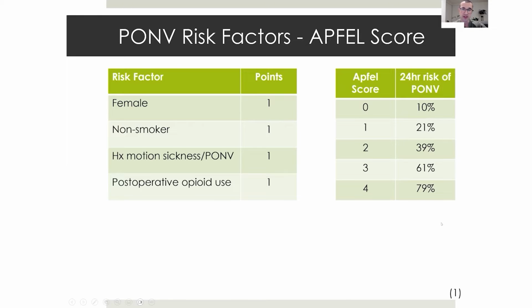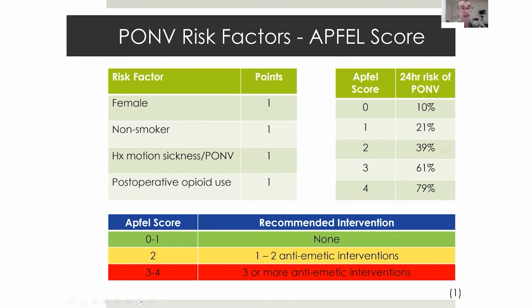And we use this calculation to determine how many antiemetics we're going to give as preventatives as part of our anesthetic plan. So based off this score, if you've got 0 to 1 risk factors, you're going to get nothing. If you've got 2, you're going to get 1 or 2. And then you've got 3 or 4, you're going to get 3 or more.